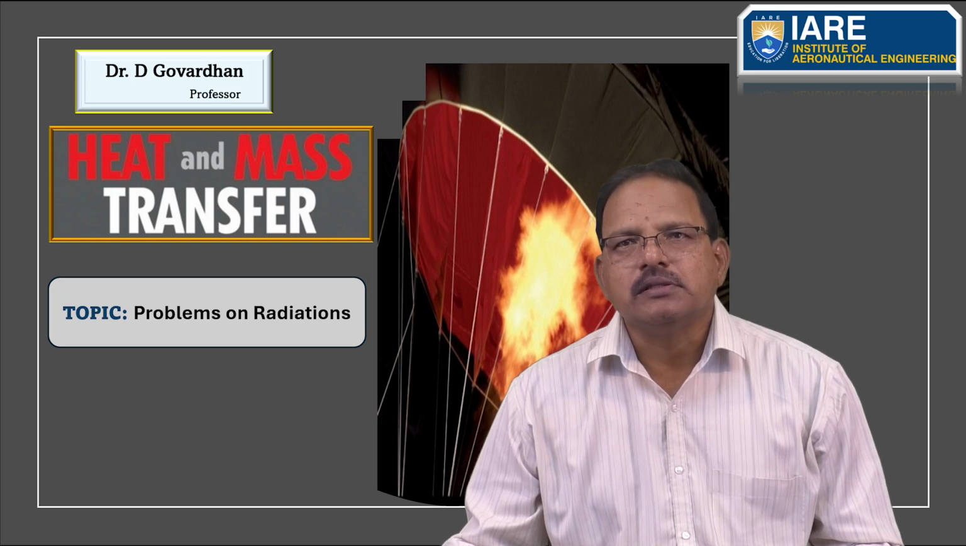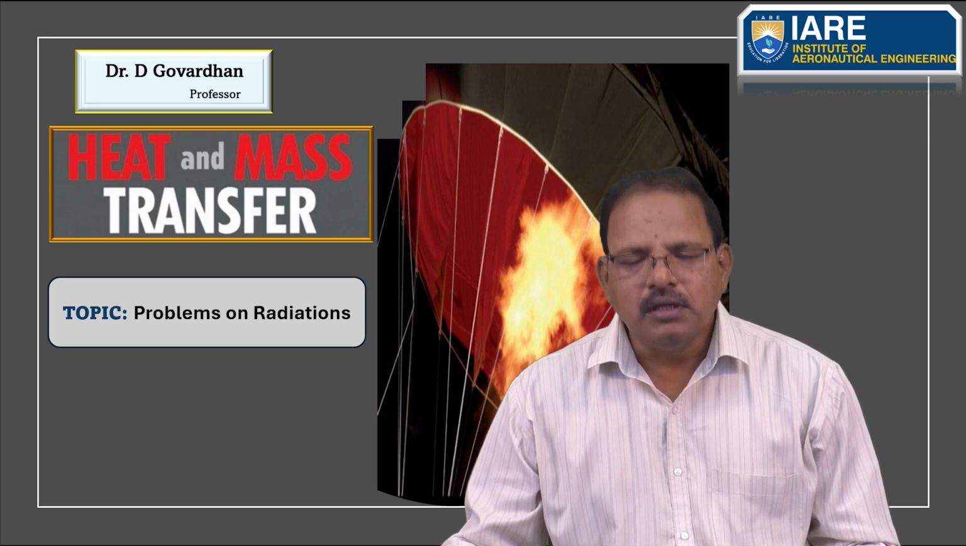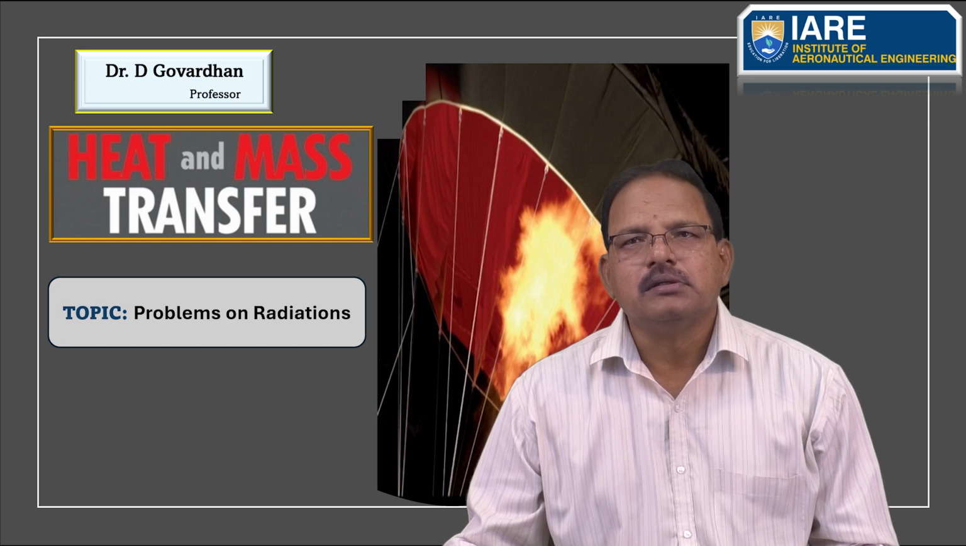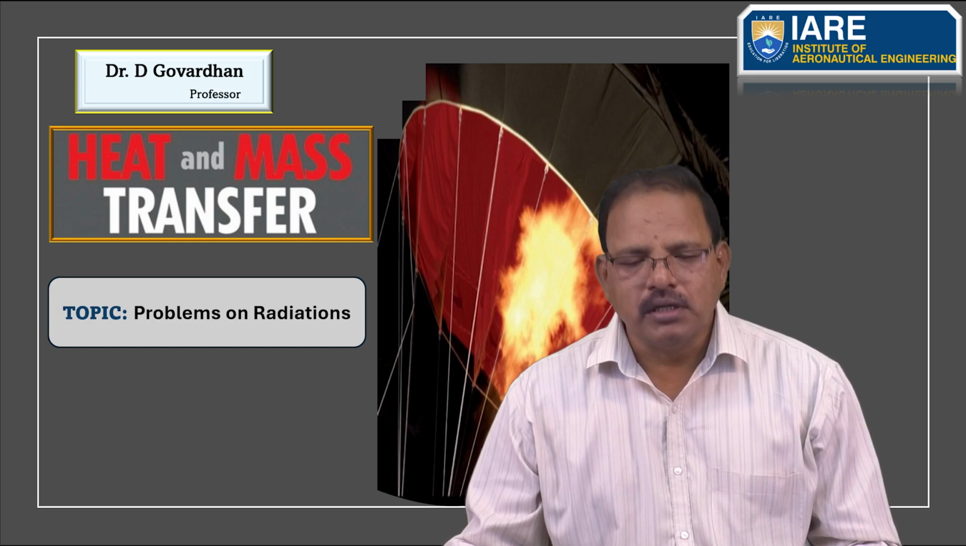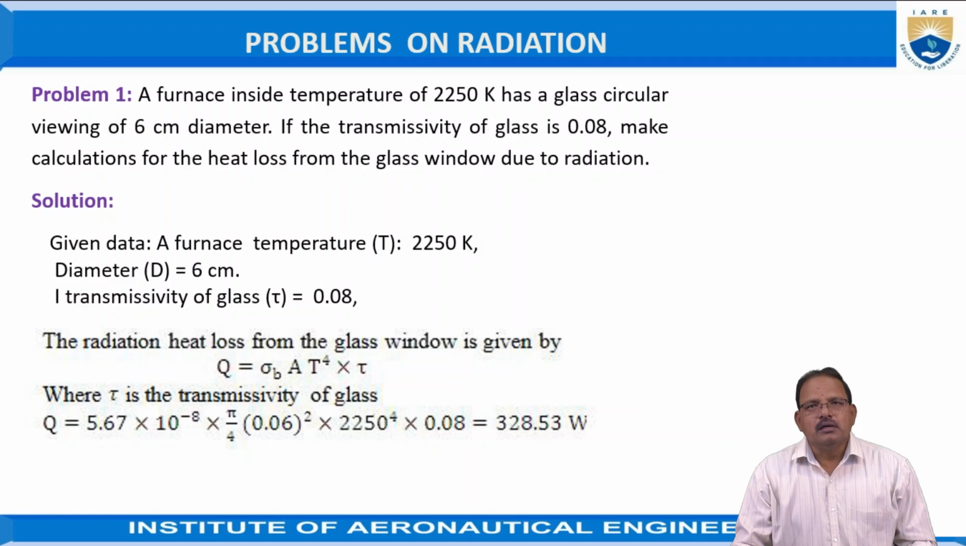Today, we are discussing the problems in radiations, which belongs to the heat transfer subject. Here, problem one: a furnace with an inside temperature of 2250 degree Kelvin has a glass circular viewing window of 6 cm diameter. If the transmissibility of the glass is 0.08, calculate the heat loss from the glass window due to radiation.